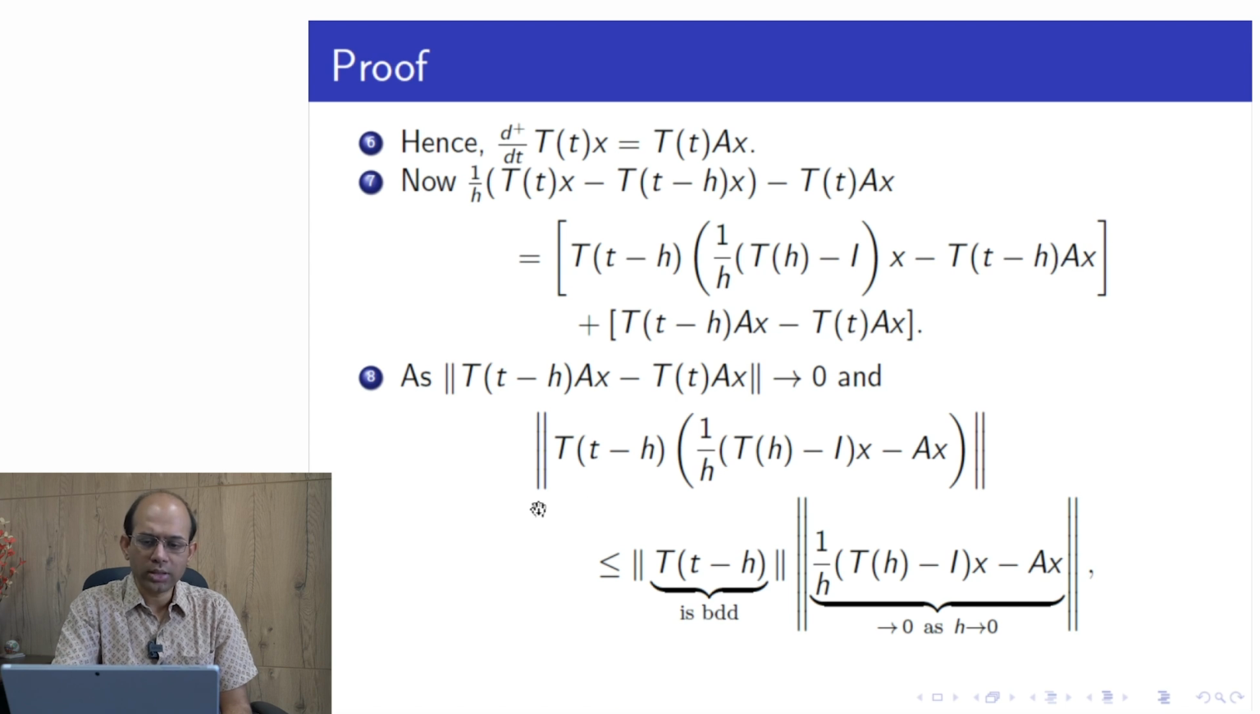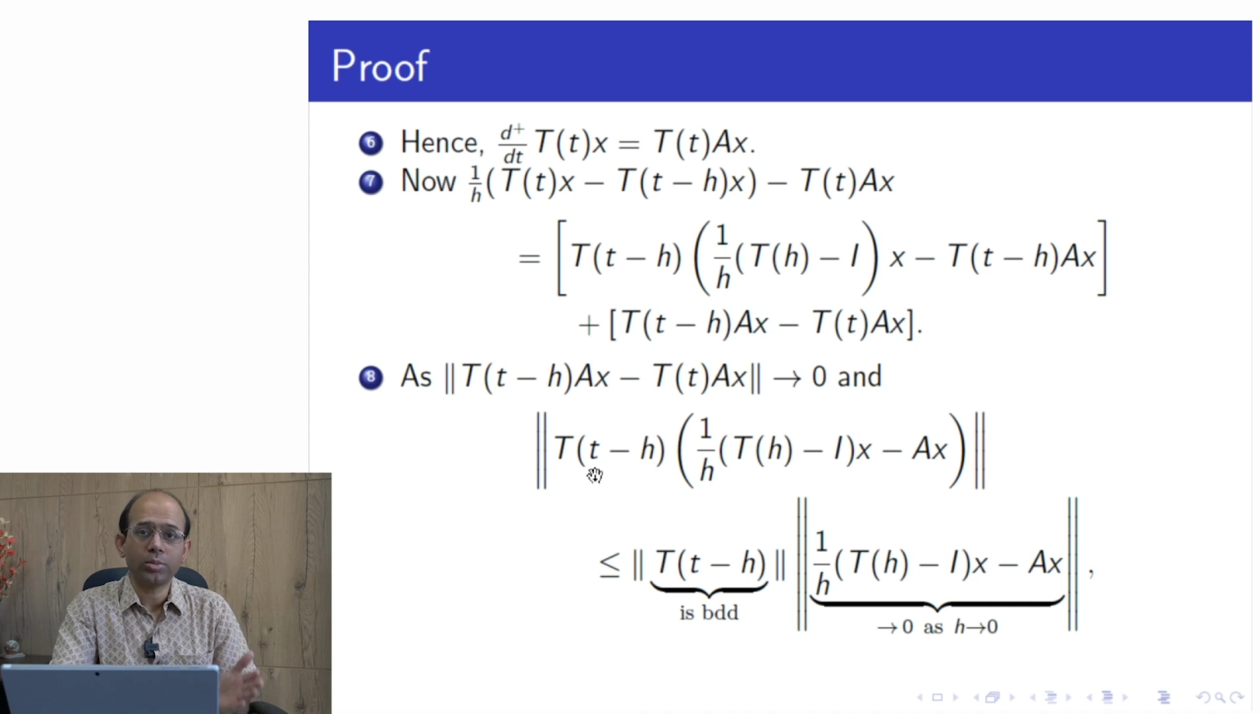Okay, so let us look at this capital T of t minus h here, and here it is correctly written, capital T of h minus identity, times h minus Ax. Here I have taken T of t minus h common, so I have only Ax here. So from the left-hand side I have taken T of t minus h common on both sides. So I have this thing.